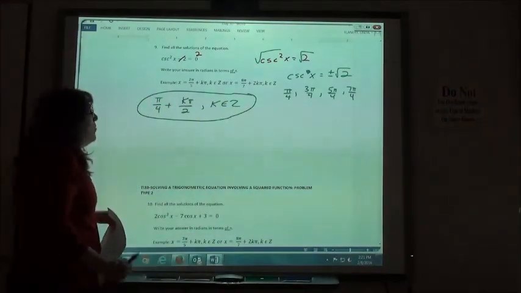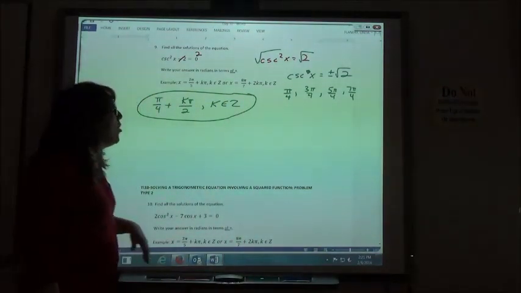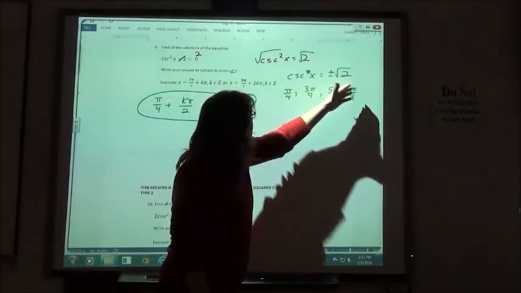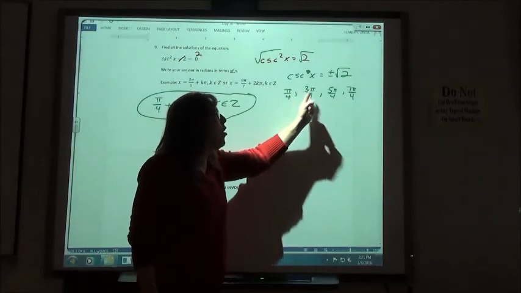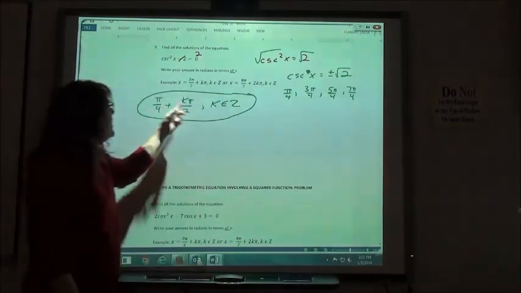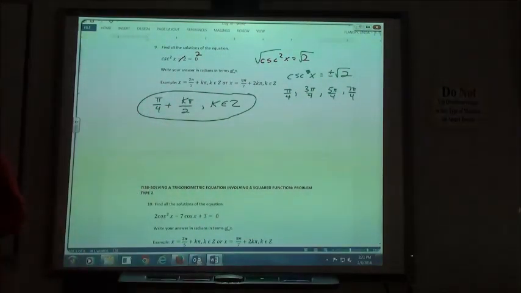So normally with sine, cosine, secant, and cosecant, I would have all 4 of these answers with the plus 2k pi, but since this one happened to all be 90 degrees apart, they all got combined into one big long answer. Won't happen a lot.